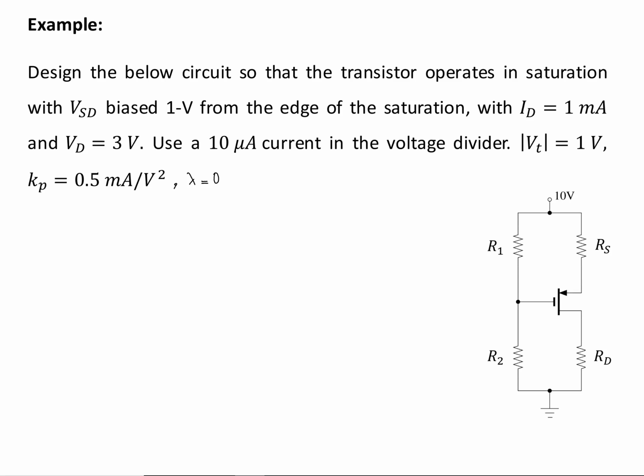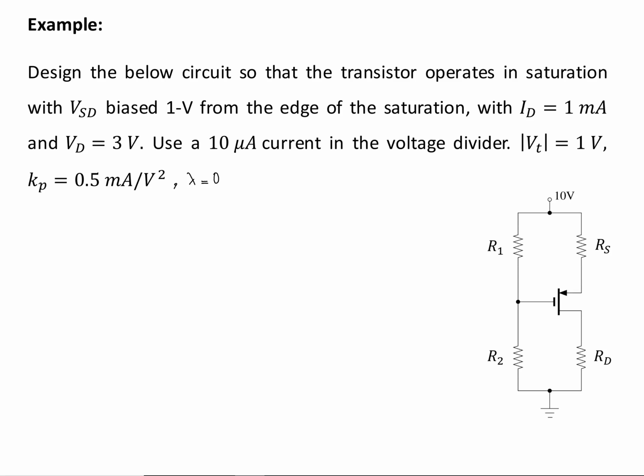The threshold voltage for a PMOS transistor has a negative value, and Kp, the large signal transconductance of this MOSFET, is equal to 0.5 milliamp per volt squared. It asks us to neglect the channel length modulation effect, or to equate lambda with 0. Okay, let's get it started.